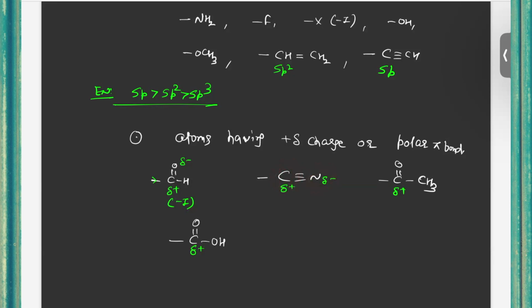Sir, delta minus will accept the electron. Delta minus will come when an atom withdraws the electrons. So this nitrogen will withdraw the electron. That is why delta negative will be coming here.